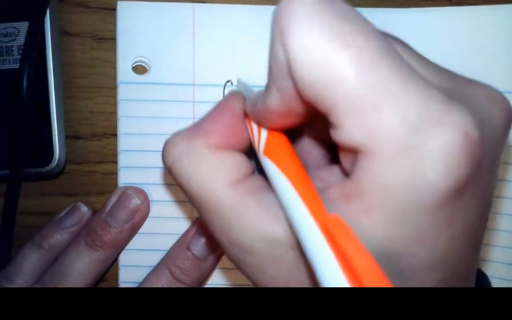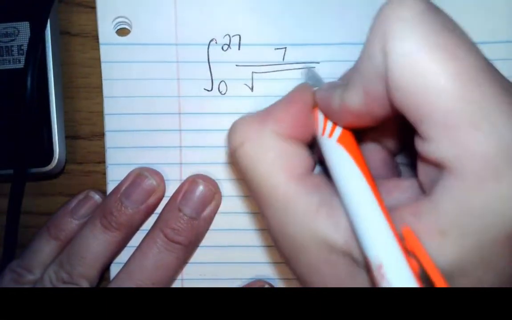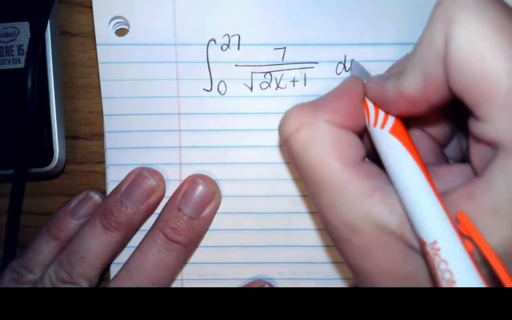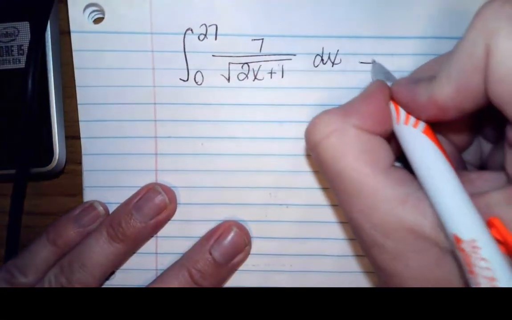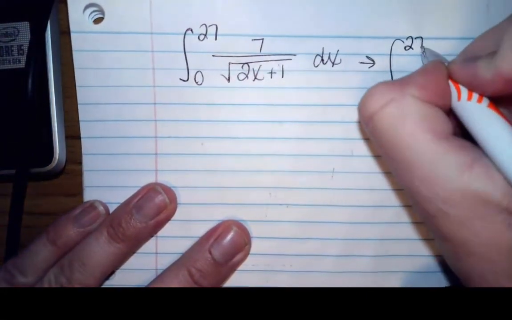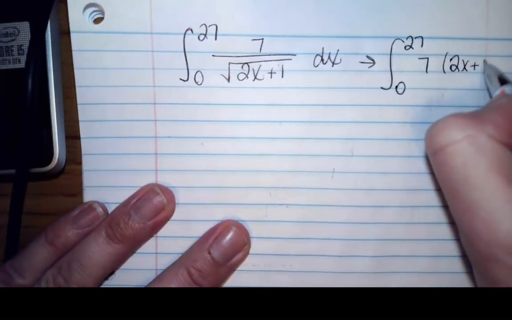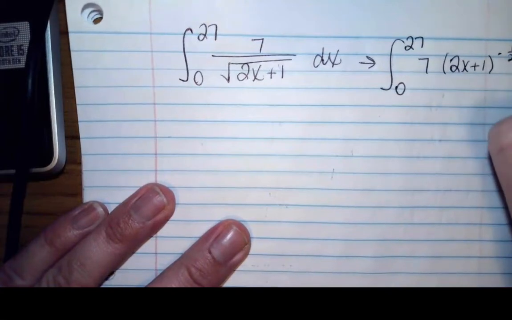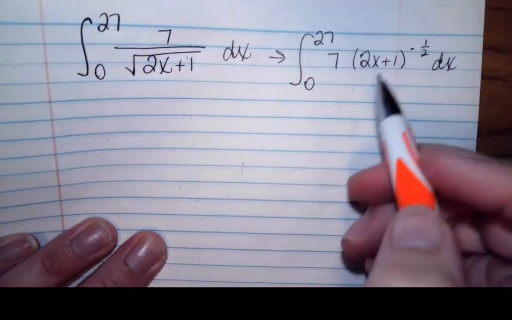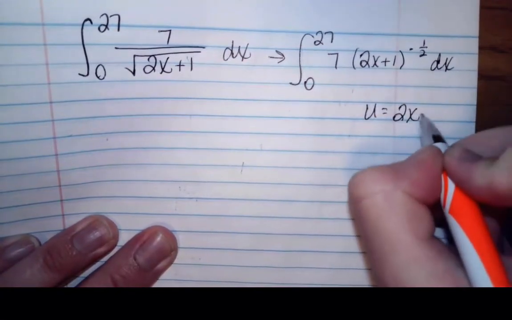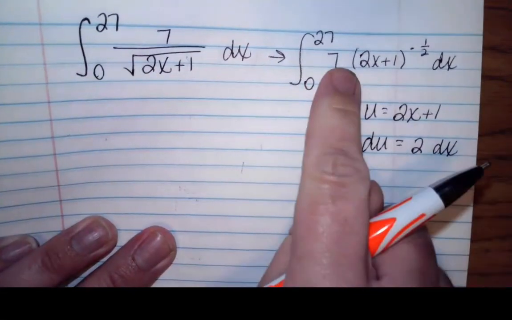And we have a final one. We're going to go from 0 to 27 of 7 over the square root of 2x plus 1 dx. Okay, so I'm going to go ahead and bring this up to the top. So I've got 0 to 27 of 7, and then I have 2x plus 1 to the negative 1/2 dx. Okay, so this time, my u is 2x plus 1. My du is 2 dx. Well, I have a 7.